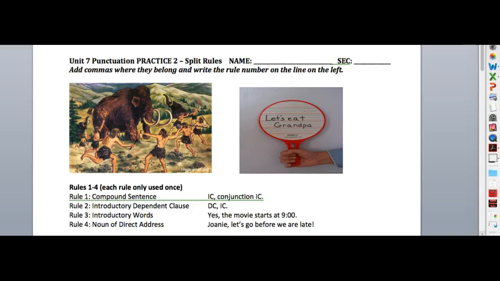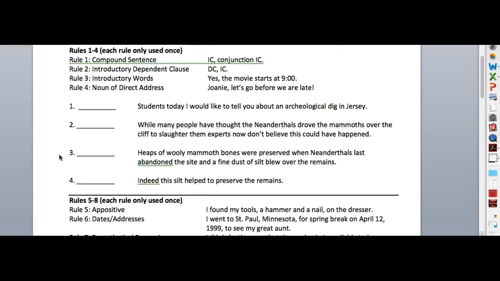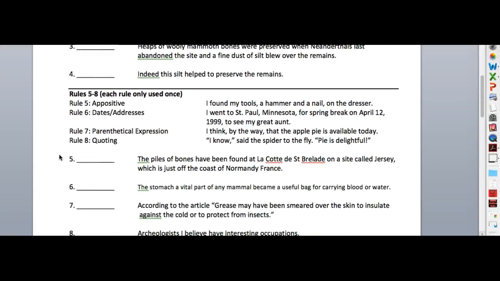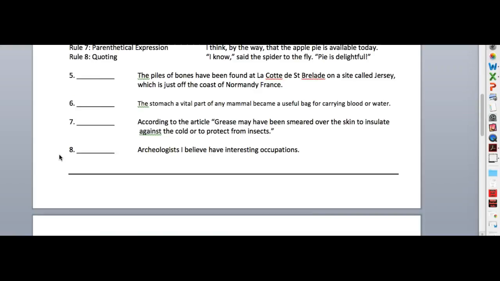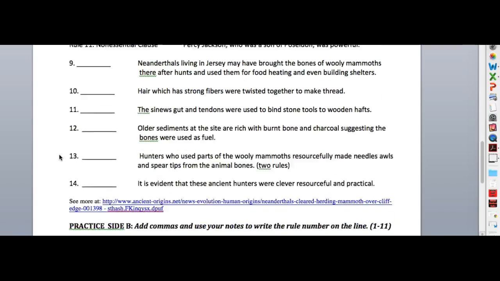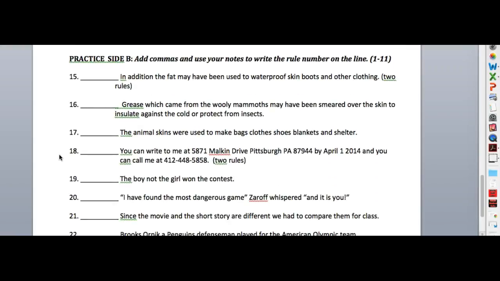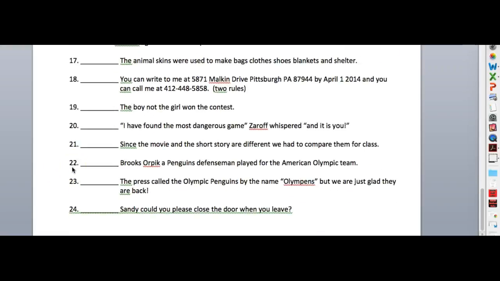This is the document you should have pulled up from Blended Schools. It is Punctuation Practice 2, and it is about, you guessed it, the woolly mammoth. You'll see that on the front side the rules are split up to, again, just concentrate on the way each rule should work. And there are some examples there for you to look at. And we're still going through the split up rules. And then we have practice side B, where you are just going to be able to use rules 1 through 11 and figure it all out together.